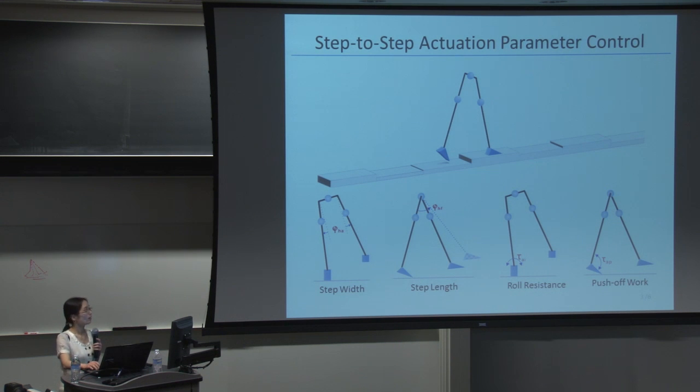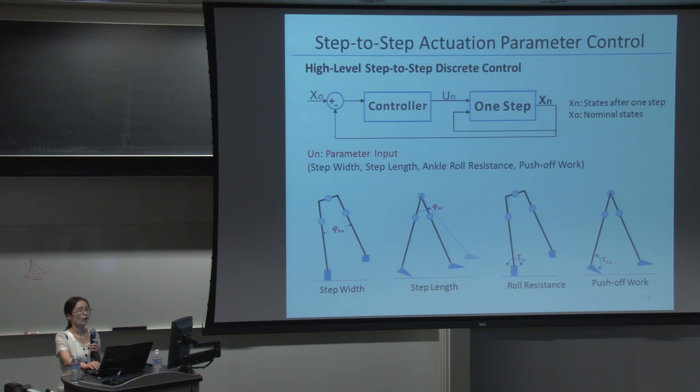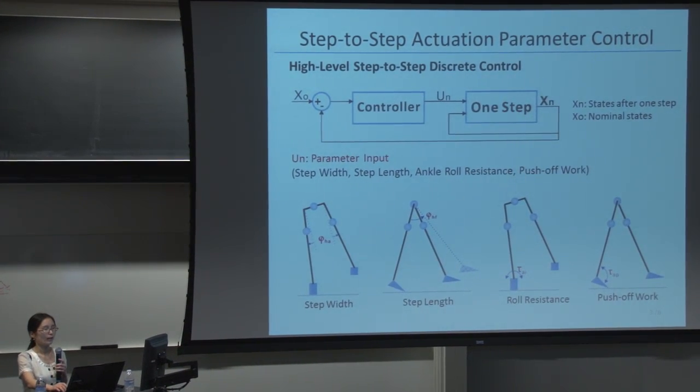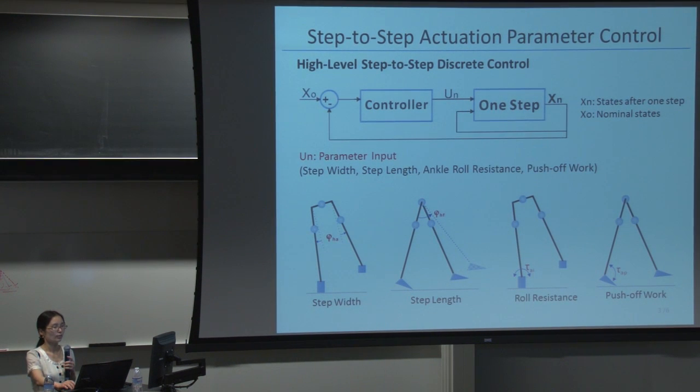Step width, stem length, ankle roll resistance, and push-up work were the actuation parameters. And we developed another layer of controller which modulates these actuation parameters once a step, based on the state difference between nominal states and current states, to enhance stability.